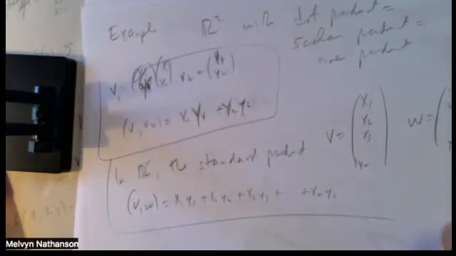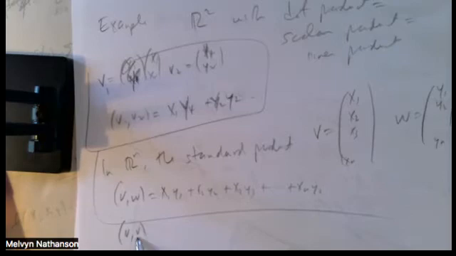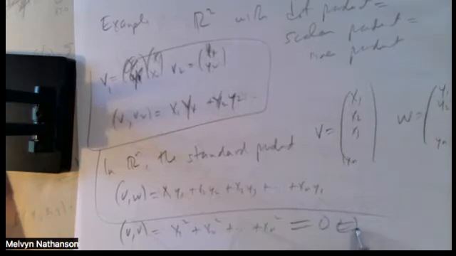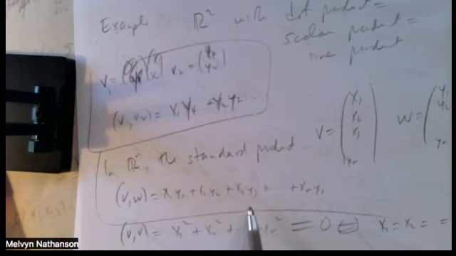And to check that this satisfies the properties isn't very hard. For example, what's the inner product of a vector with itself? In that case, x1 equals y1, x2 equals y2, and so forth. This is x1 squared plus x2 squared plus up to xn squared. And the only time that equals 0 is when all of the scalars are 0, which means exactly that the vector v is 0. So you see immediately from the definition that this inner product is positive definite.